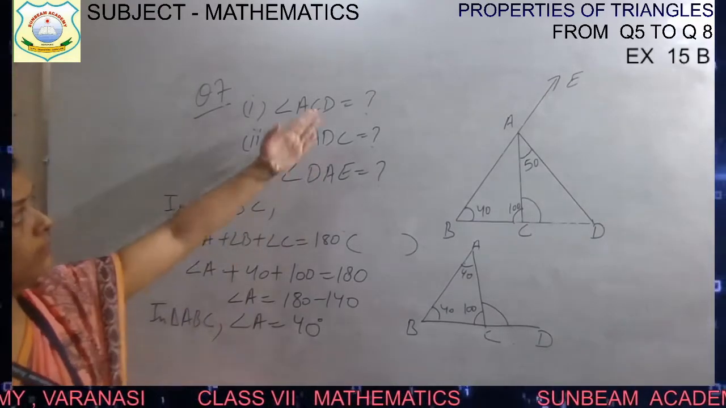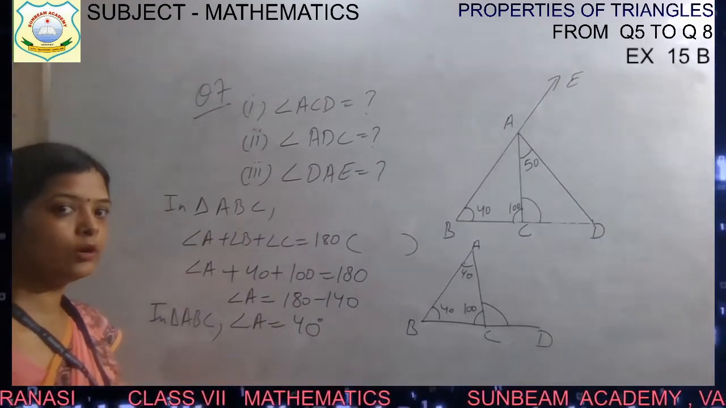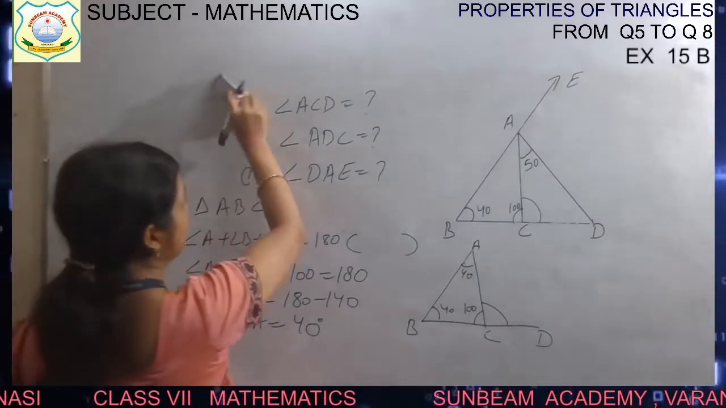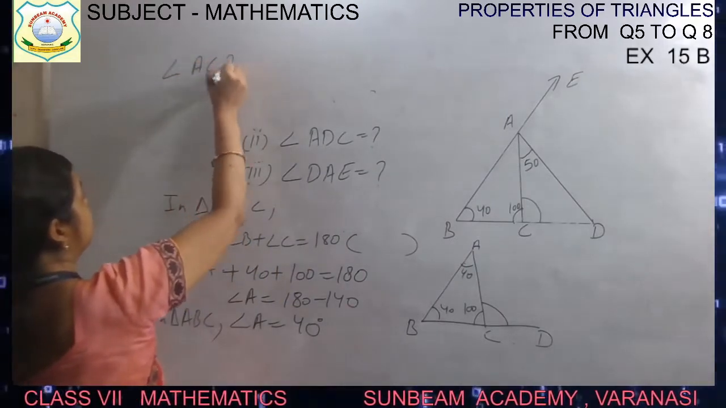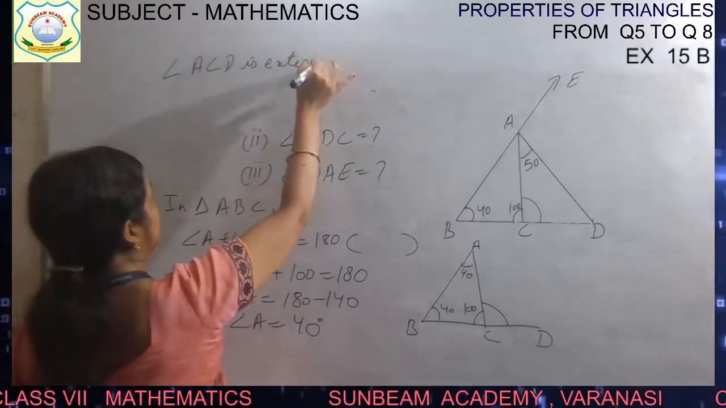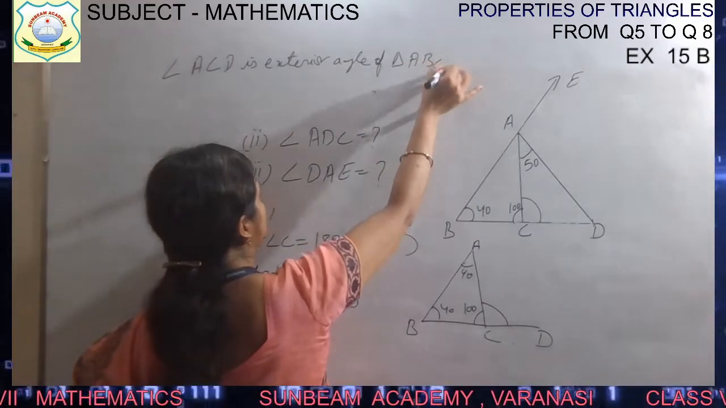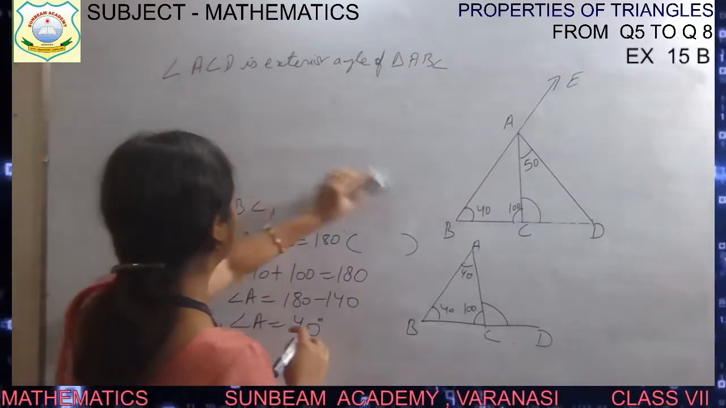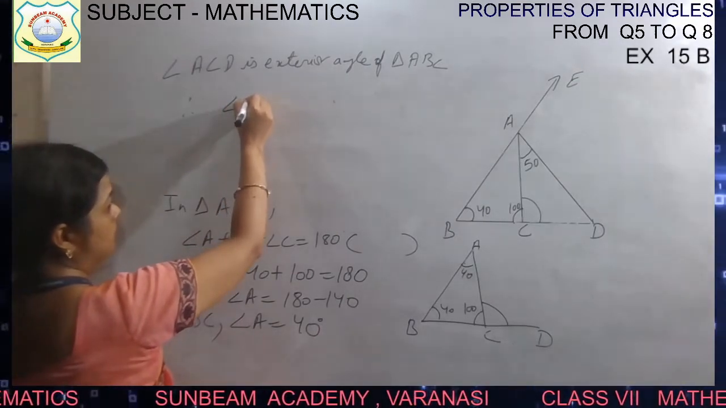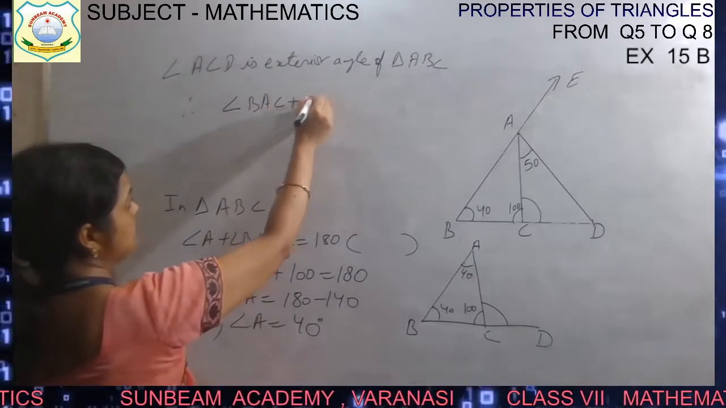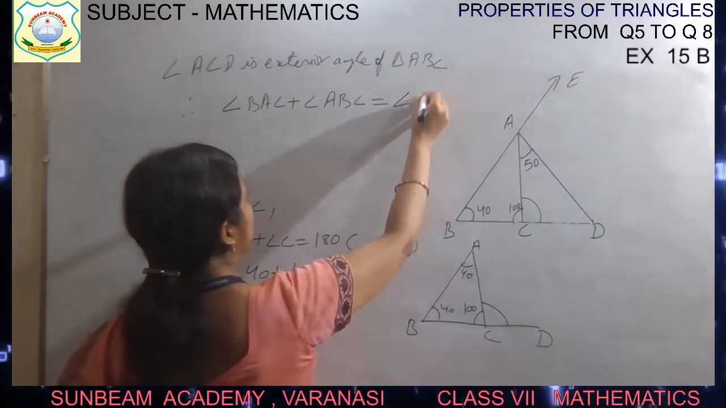Now using this we will find ACD. ACD is the exterior angle for triangle ABC. Angle ACD is exterior angle of triangle ABC. Therefore angle BAC plus angle ABC is equal to angle ACD.